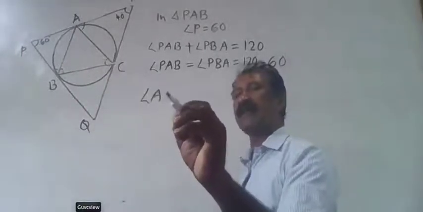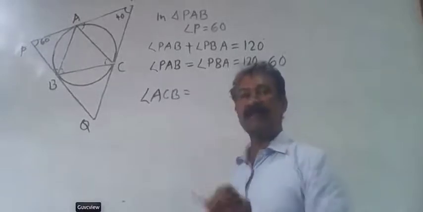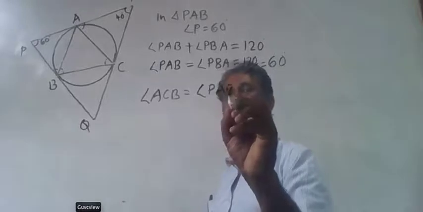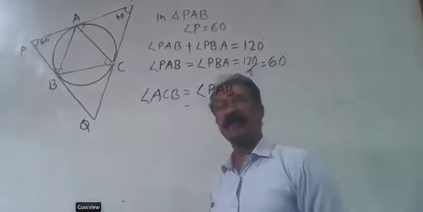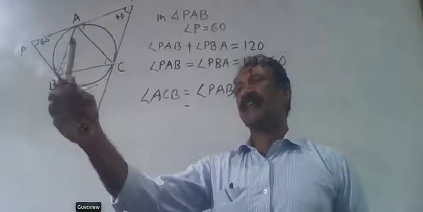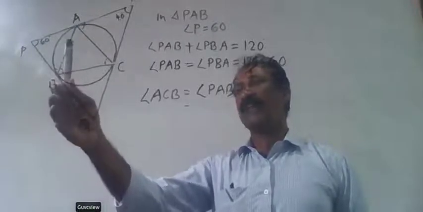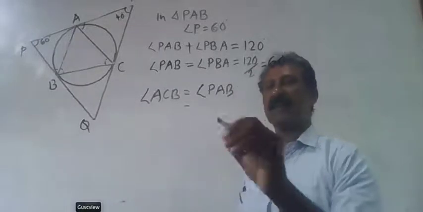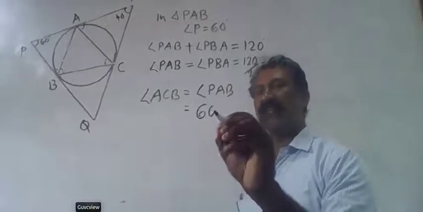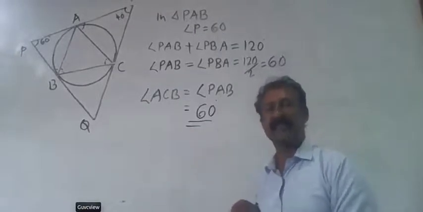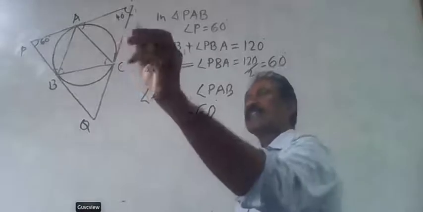Therefore, we can find angle ACB. What is angle ACB? Angle ACB is equal to angle PAB. Again, apply that result: the angle between the tangent and the chord. PA is the tangent and AB is the chord. The angle between tangent and chord is the same as the angle in the alternate segment. That is equal to 60 degrees. Angle PAB is 60 degrees here.